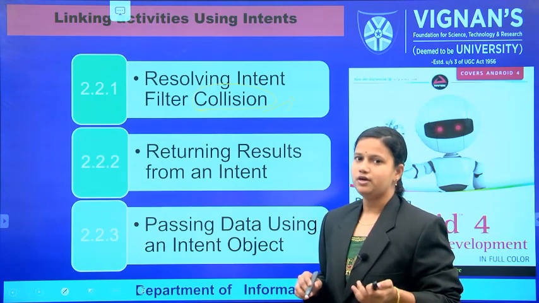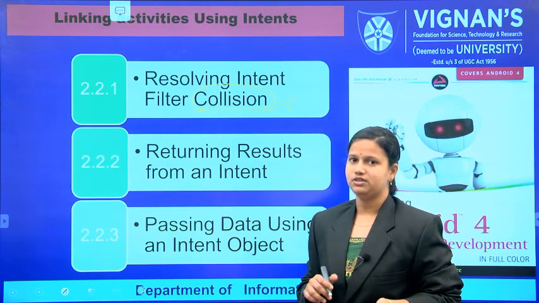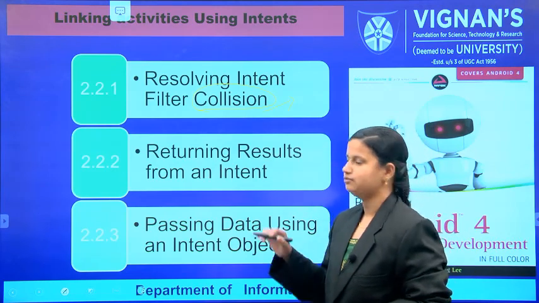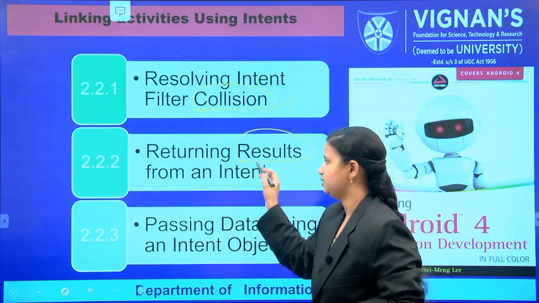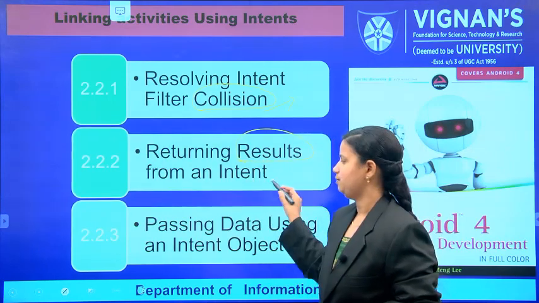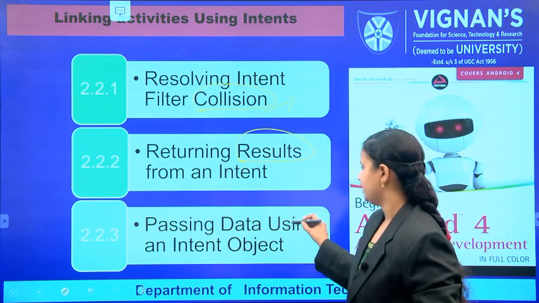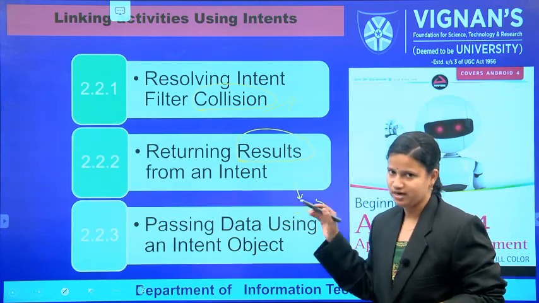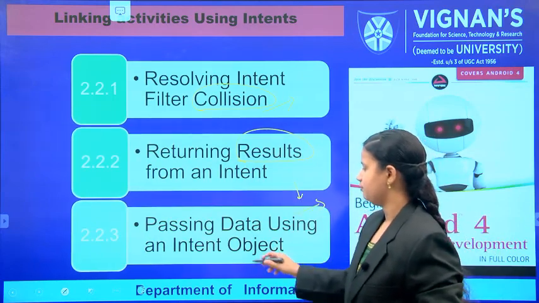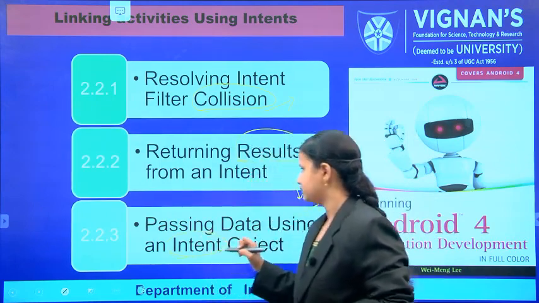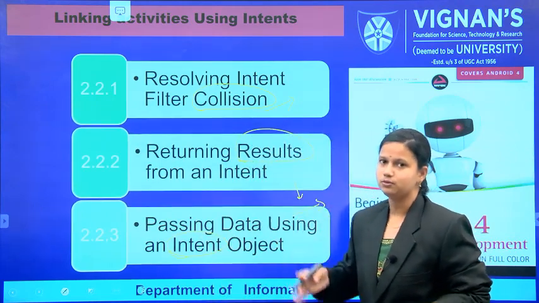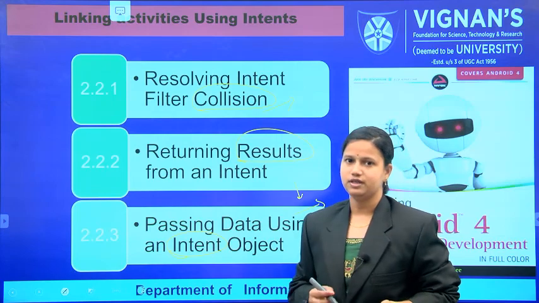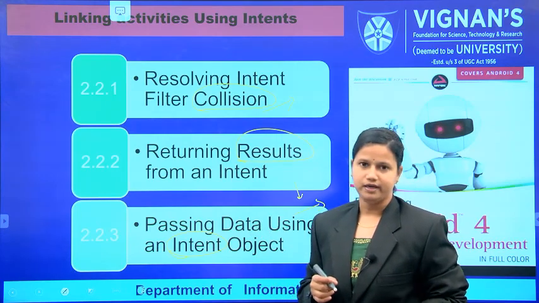When your application has more than one activity, how do we pass information from one activity to another activity? That means we have to return the results, that is, the data is to be returned to one activity. How is that possible? The third concept is passing data using an intent object. Here also we pass information from one activity to another, but the difference is that we use the intent object to send the information. These are the concepts covered in linking activities using intents.